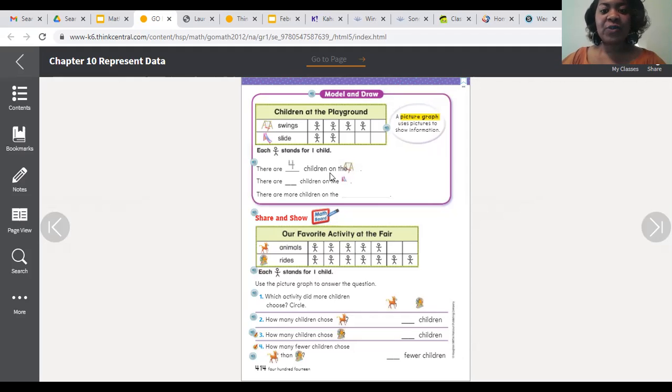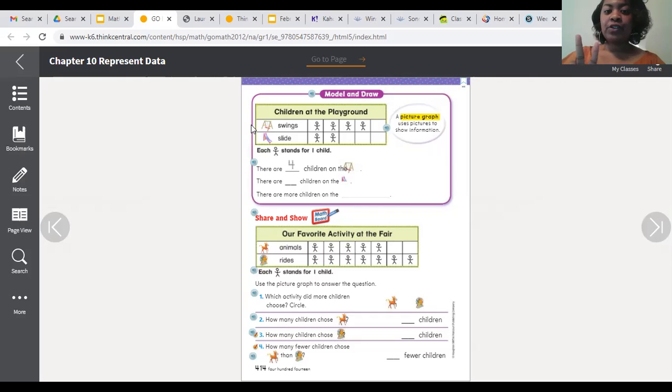A picture graph uses pictures to show information. So this is a graph. This is where we can determine or figure out how many of something there is, how few of something there is, and we can do a bunch of other things with the picture graph or any graph that provides us with information. So the title of the graph is here. It's at the top, and the title is Children at the Playground.